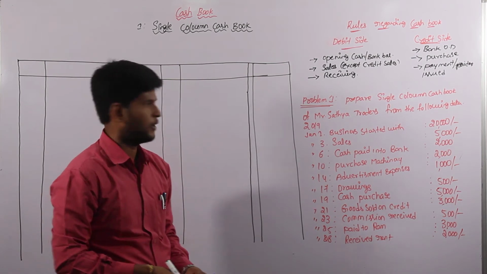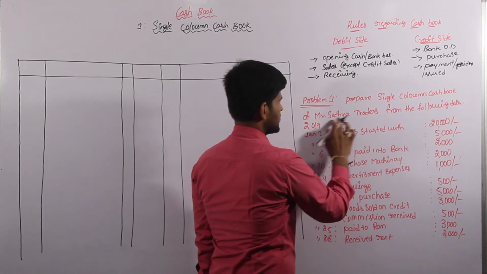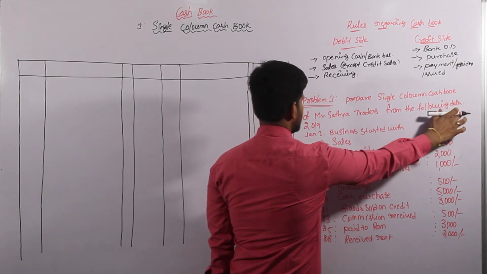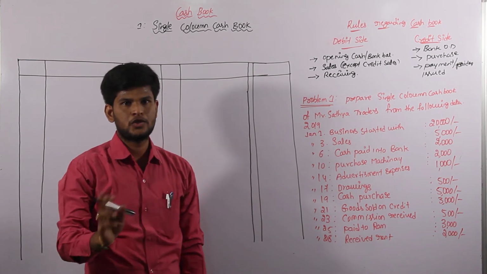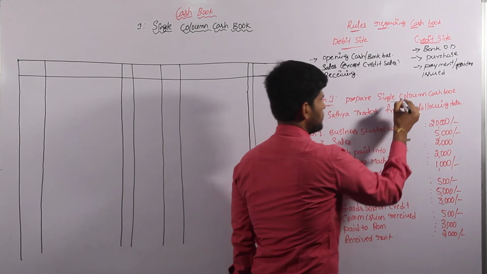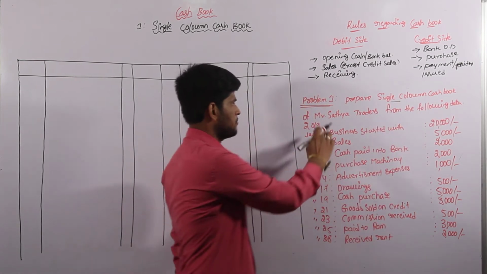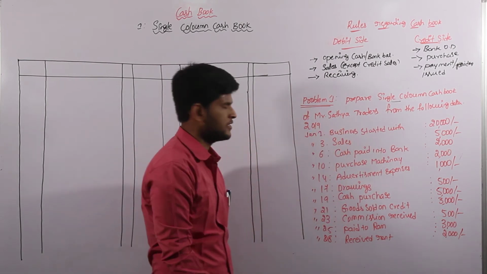And come to the first problem. Prepare single column cash book of Mr. Satya Traders from the following data. Once again I am repeating the problem which is relating to single, 2 or 3 column cash book. Prepare single column cash book of Mr. Satya Traders from the following data, that is of 2019 January 1st.